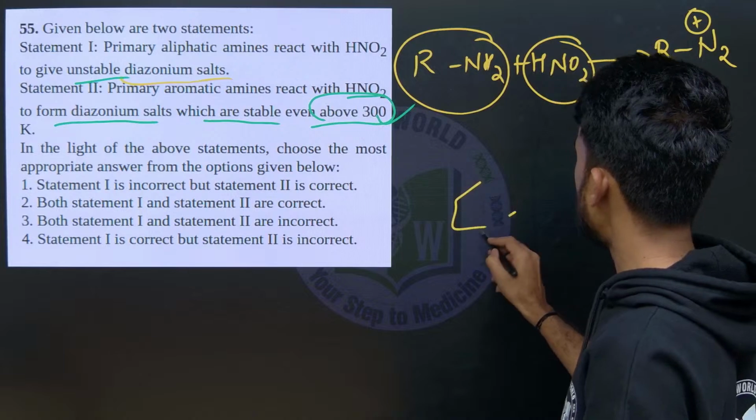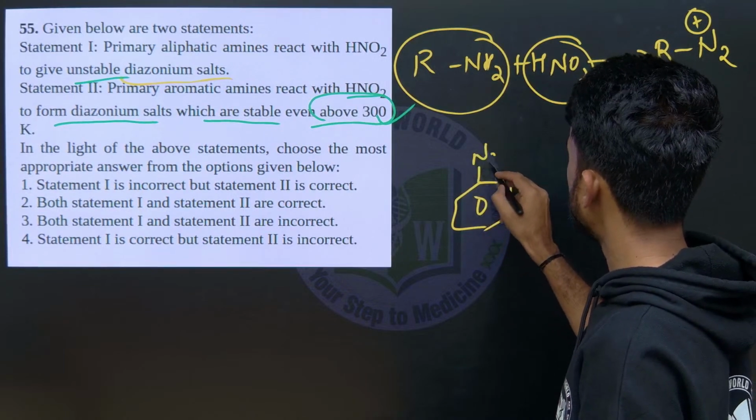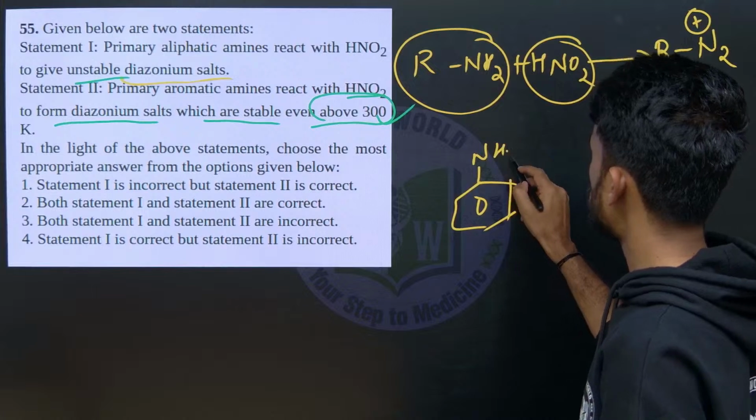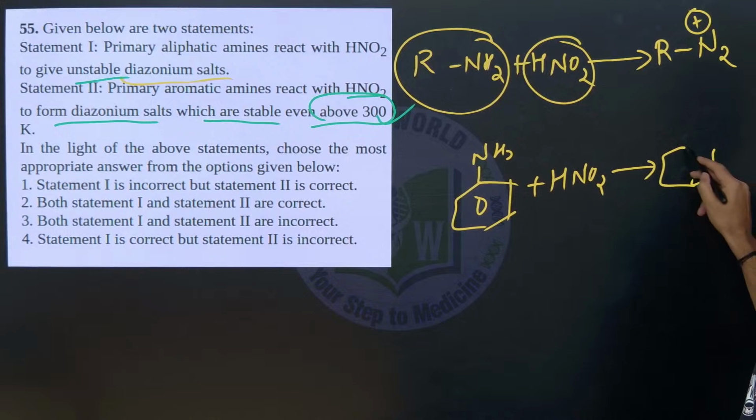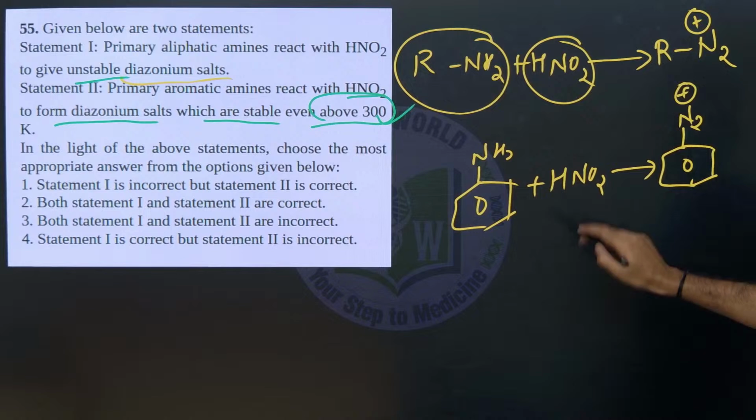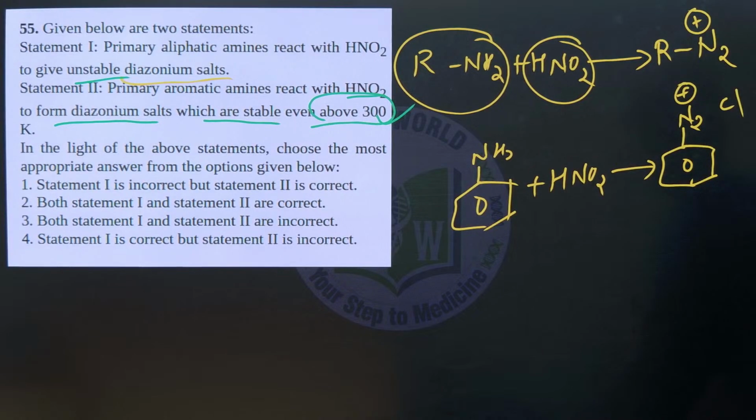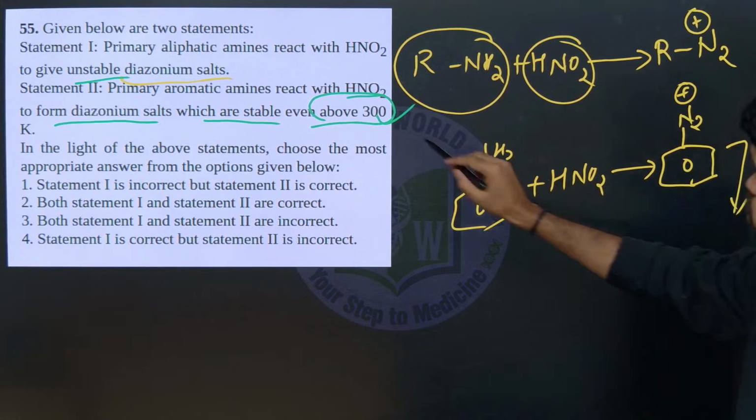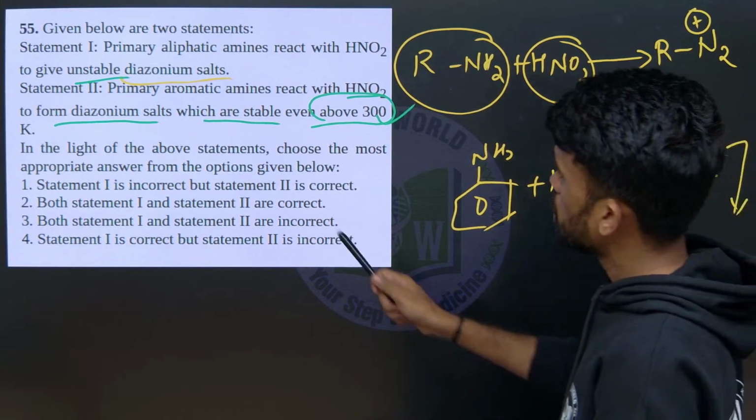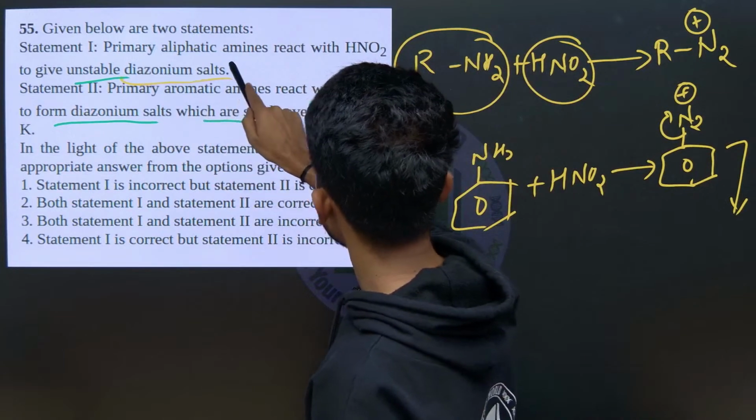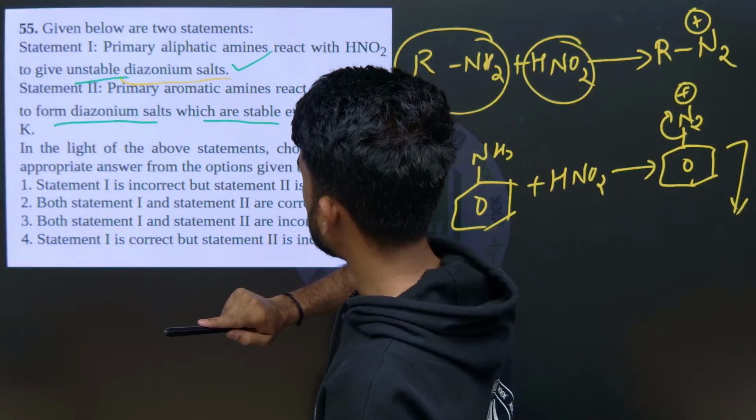So for example, if I have aniline, whenever we treat aniline (C6H5NH2) with HNO2, it will form benzene diazonium ion like this. If it is a salt, it will form benzene diazonium chloride. If it is exposed to more than 300 Kelvin temperature, there is breakage, and N2 gas will be evolved and removed. So I can say the first statement is correct, but the second statement is incorrect.